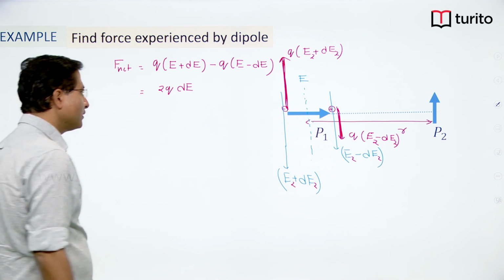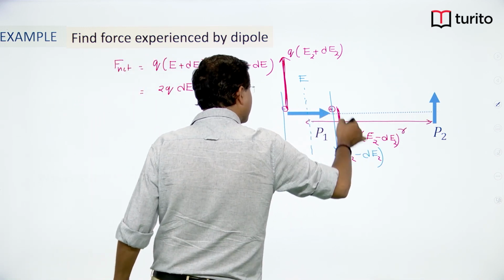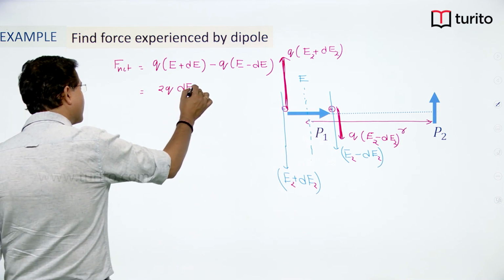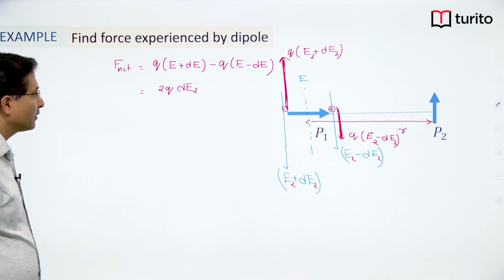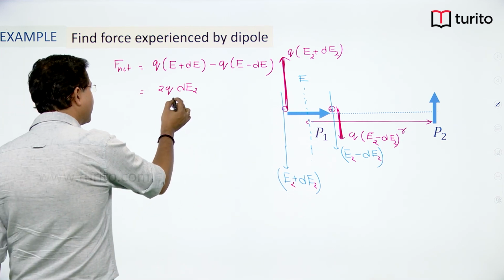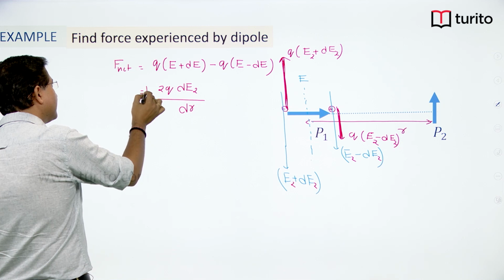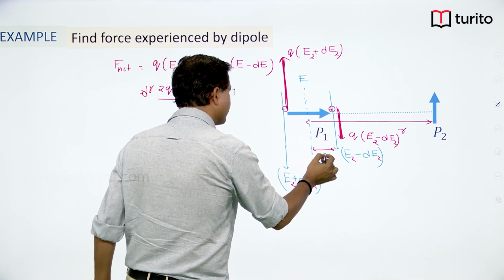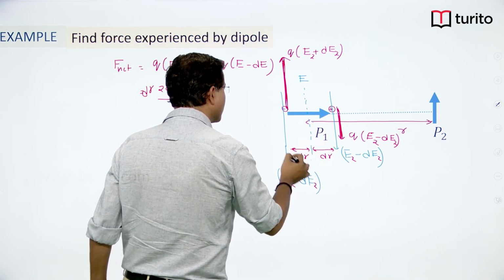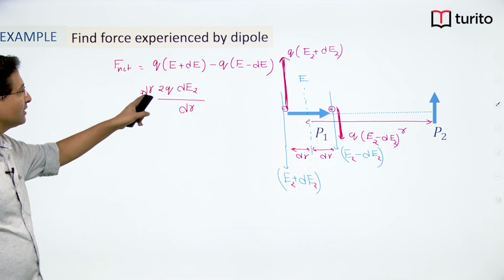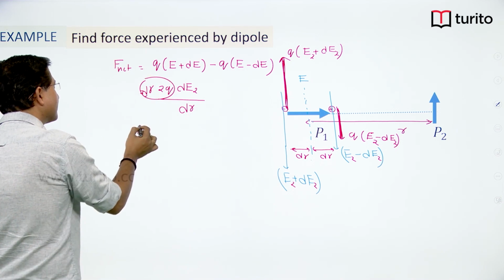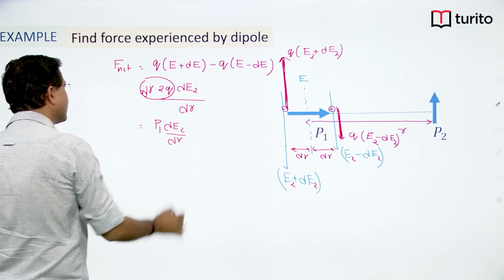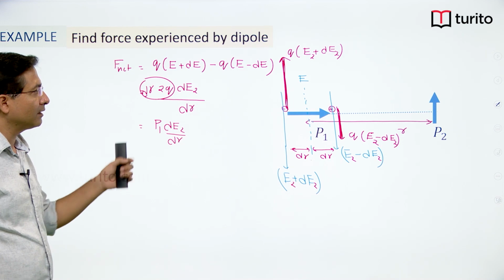So the second dipole is producing a field on the bisector, opposite to the direction of the dipole moment, and accordingly we are drawing the forces. Now I will multiply and divide by dr. So 2q times dr, that is 2 times dr into q, which gives the dipole moment P1, times dE2 divided by dr. That means I need to differentiate the field produced by the second dipole at the first dipole.